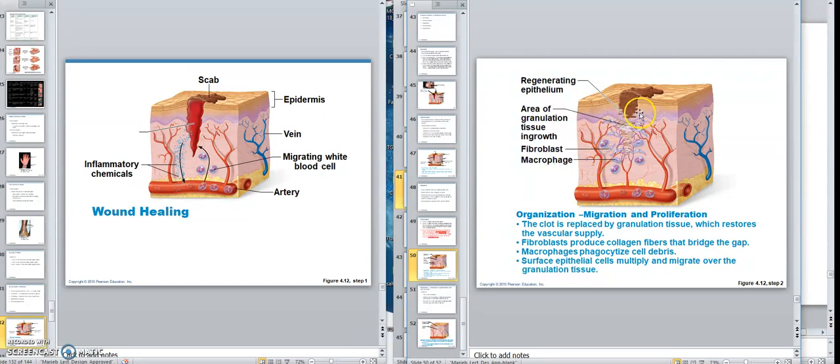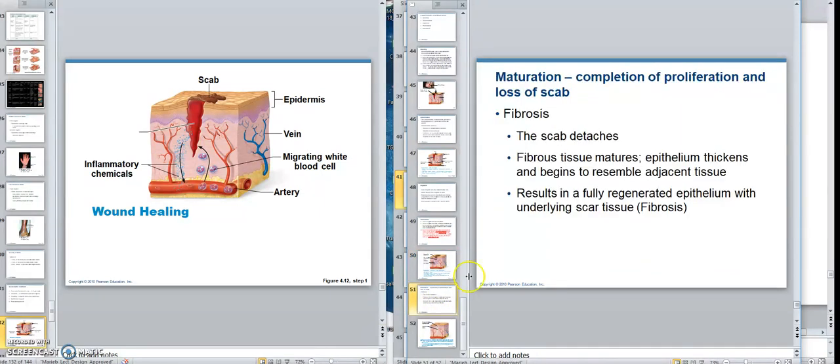Then the migration would attempt, the fibroblasts would try to heal the dermis, and the stratum basale cells, now that you know what they are, would try to heal the epidermis. So they would move over. Okay, maturation. And then the scab detaches. Now, sometimes you may get some scarring. Fibrosis is a fancy name for scarring. So now we come back over here.